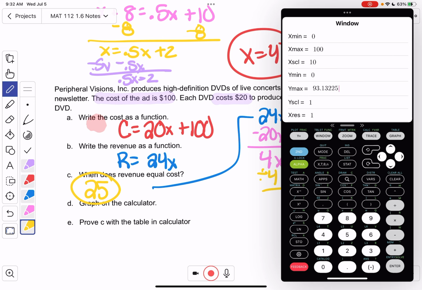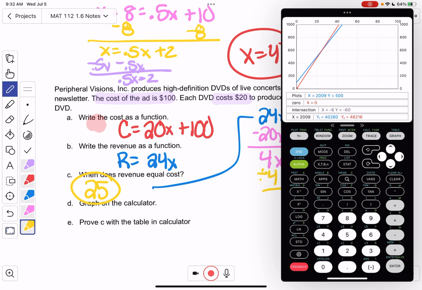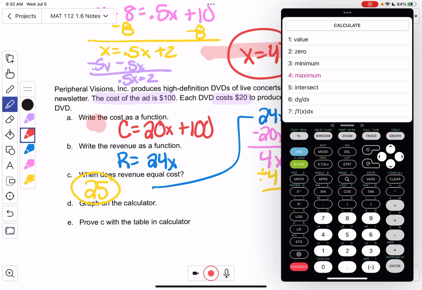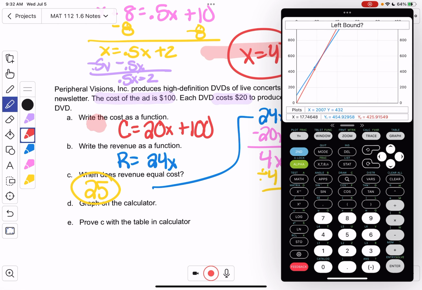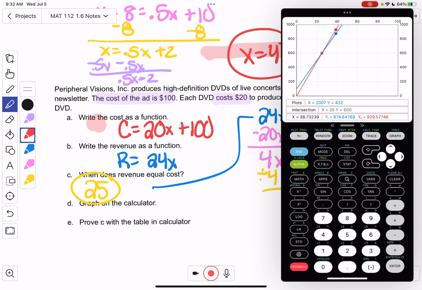So they can't make $0. And then let's say we know the ad's 100. Let's just say 1,000. You can pretty much put whatever you want in there. But now when I look at this, I can see the cross. I can see right here where those intersect. So we would do what we did in the other section and hit second trace 5. And then follow the directions on your calculator screen, whether it's left, right, or curve. And our intersection tells us it's 25.